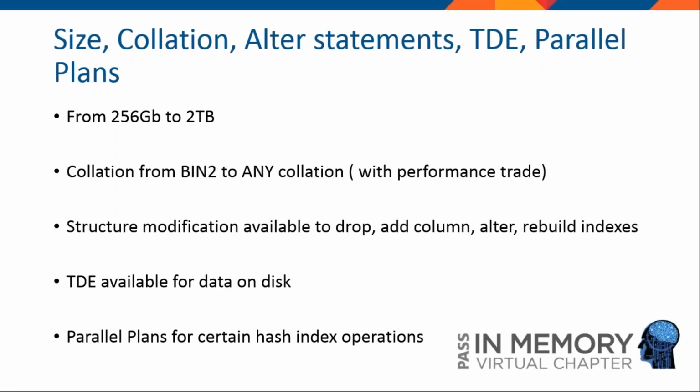And then we are now going to be able to have parallel plans for certain hash index operations. Remember that the hash index was mainly an equality operator type of index, where you define your bucket count. Well, originally all of the plans were basically serial. Now you are able to have parallelism on those type of operations. This means that you are able to add a little bit more to your performance tuning with these parallel plans.